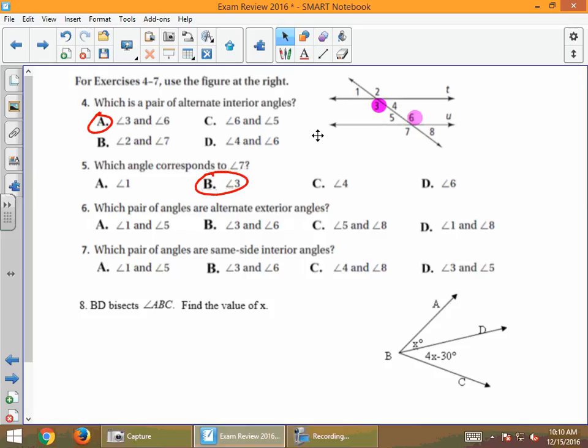We're looking for exterior angles. 5 and 8? Oh, 8 is outside. 5 is not. Process of elimination gives me 1 and 8. Alternate means opposite sides of the transversal. Exterior means outside. It is going to be D.